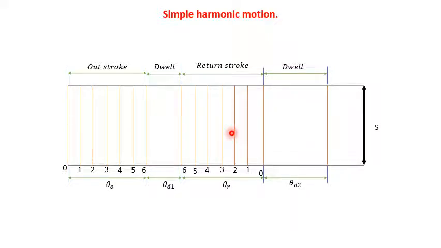Okay, so once this much is over, in simple harmonic motion, remember we have to draw the semicircle like this, whose radius is equal to half the length of the stroke length. So this is the diameter, right? So this stroke length is the diameter.